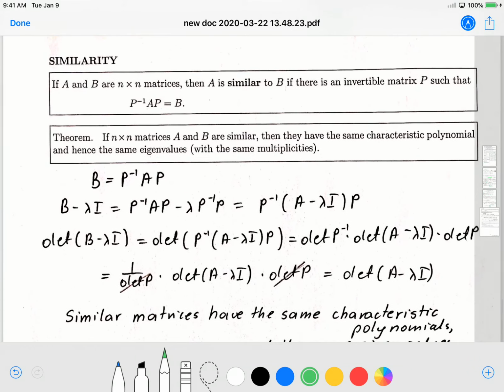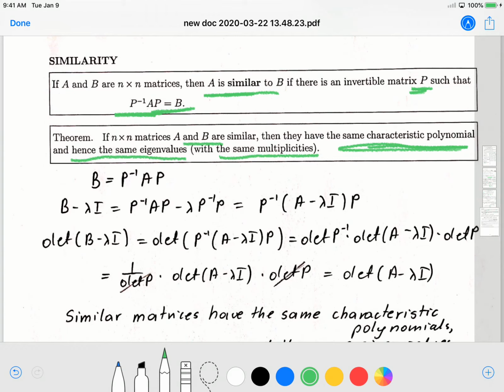And the last thing that we would like to talk about here is similarity. So if A and B are n by n matrices, then A is similar to B if there exists an invertible matrix P such that P inverse AP is equal to the matrix B. So that's the definition of similar matrices. If A and B are similar matrices, then they have exactly the same characteristic polynomial. What that means is that they would have the same eigenvalues, with the same multiplicities.